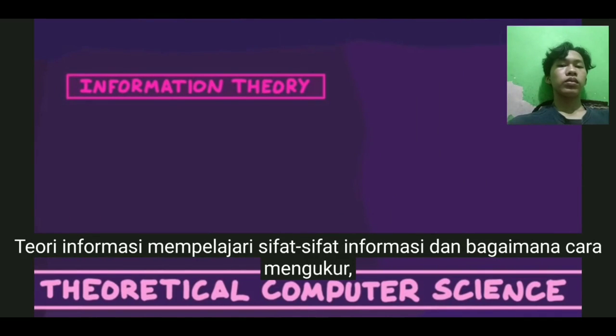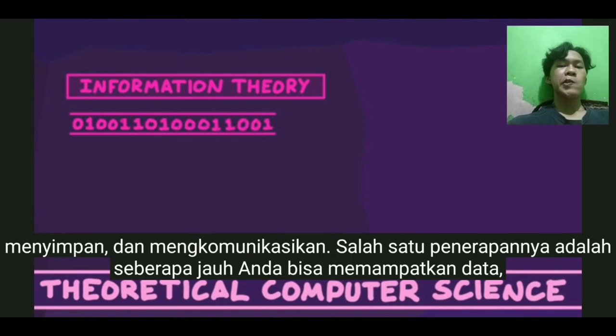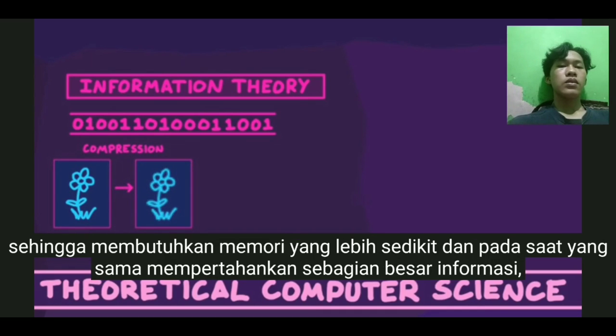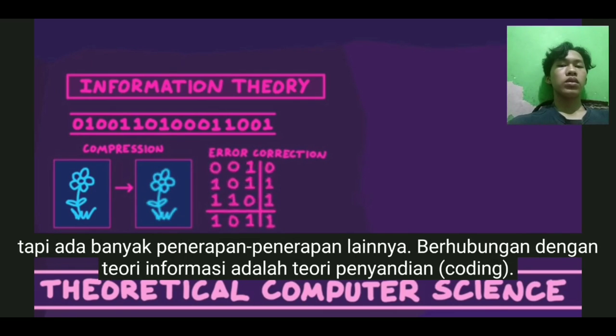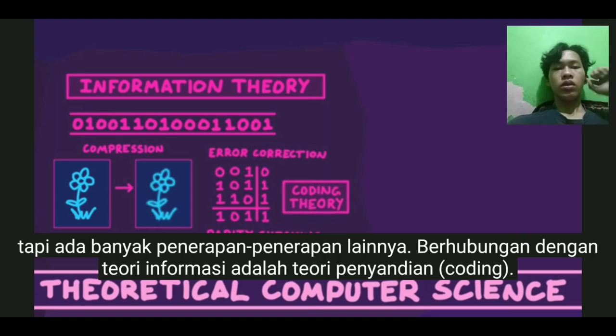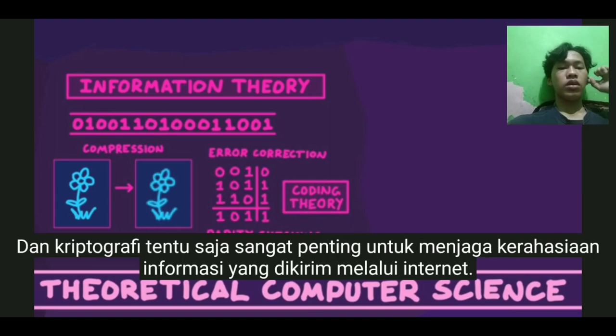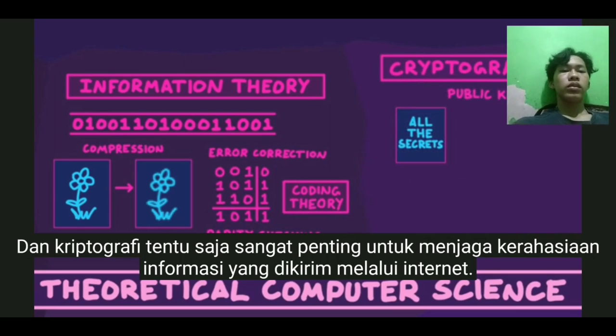Information theory studies the properties of information and how it can be measured, stored, and communicated. One application of this is how well you can compress data, making it take up less memory while preserving all or most of the information. But there are lots of other applications. Related to information theory is coding theory. And cryptography is obviously very important for keeping information sent over the internet secret.